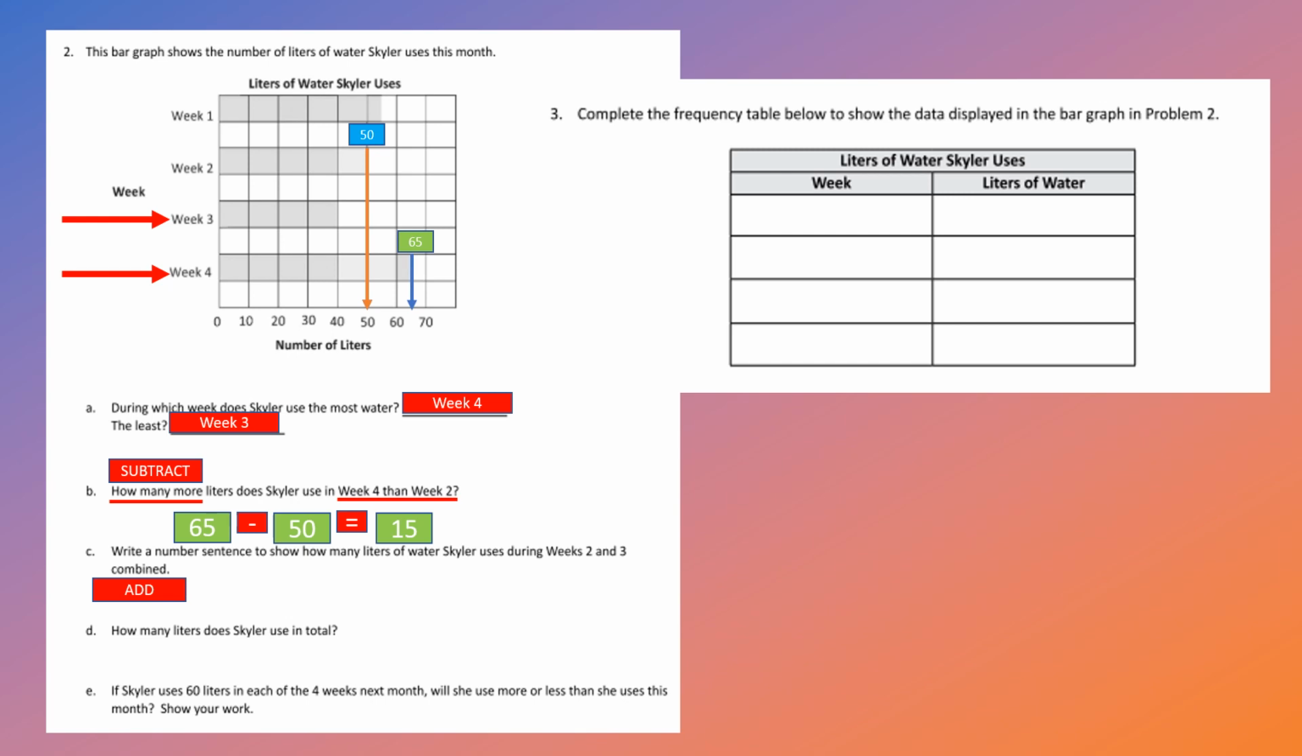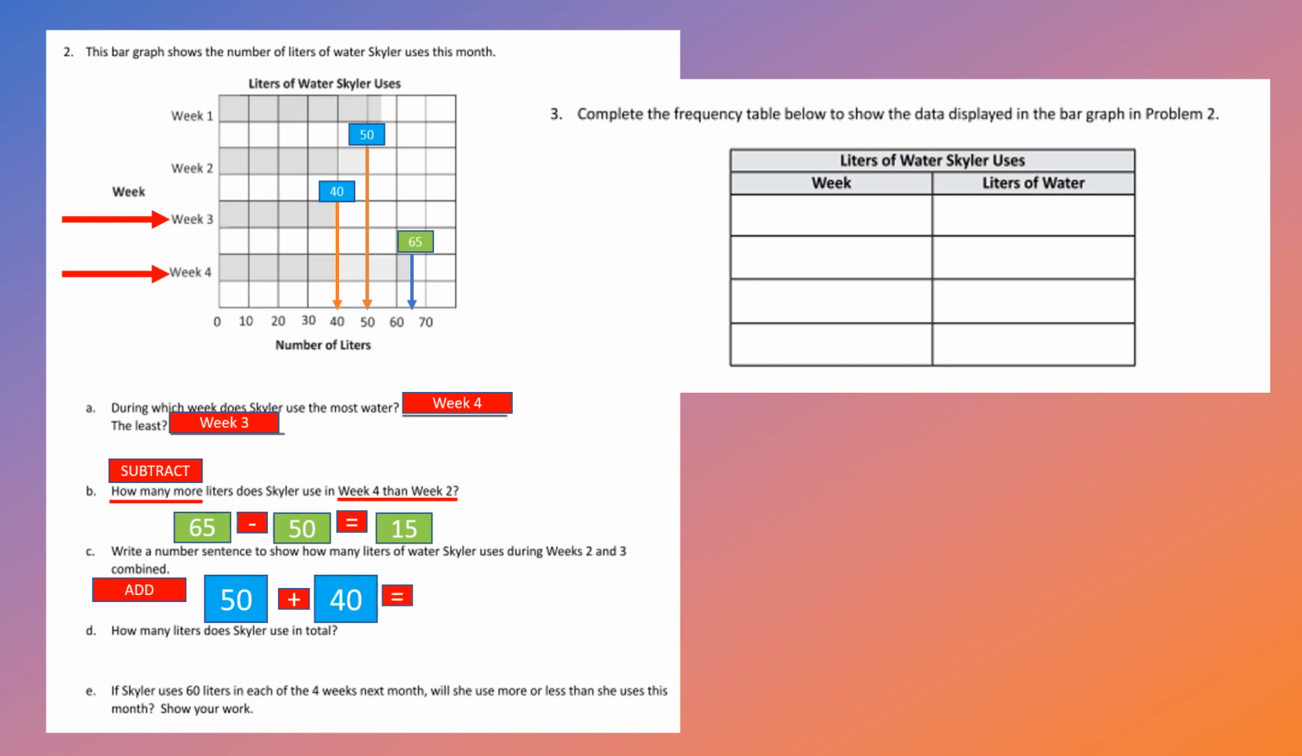So we already know that for week 2, she used 50 liters of water. We don't know week 3, so we have to figure that out. So since I already know week 2, I'm going to write 50, and then my addition symbol, 50 plus, right there under letter C. Now I have to find week 3. So to do that, I go back up to my bar graph, I find the end of the bar for week 3, and I draw a line straight down, 40. So my equation is 50 plus 40.